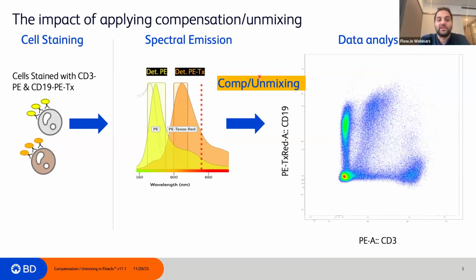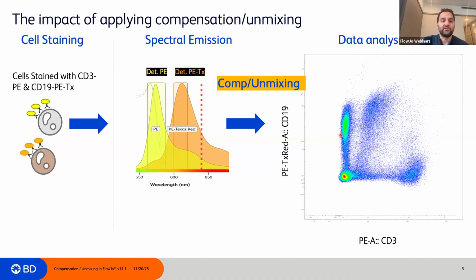So what does applying compensation mean? It's basically determining how much signal from each fluorochrome is measured by the rest of the detectors. So how much PE is detected from the secondary detector and vice versa for all the rest of the detectors of the instrument, and then applying math in order to subtract the signal out and result in something like this, where we have CD19 single positive and CD3 single positive populations without any overlap or fake double positive populations.